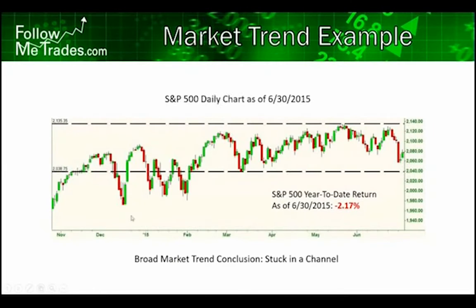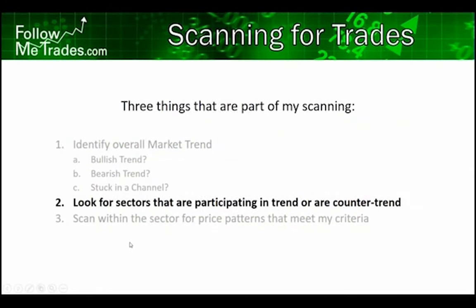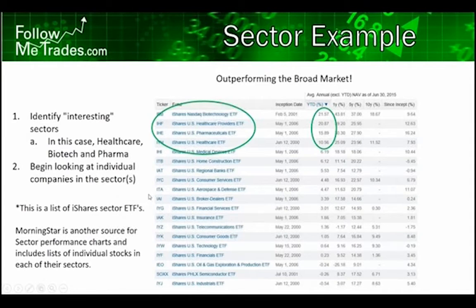First thing I do is analyze the overall market trend. This is just looking back at June. Again, it's just a good example, and we are going to look at more current charts here. But last June, market's in a channel. So that's my conclusion: broad market is stuck in a channel. Okay, fine. I want to go look for a sector that's not in a channel. If the market was in a trend, then I want something that's participating in that trend or is counter trend. So there's great tools out there.